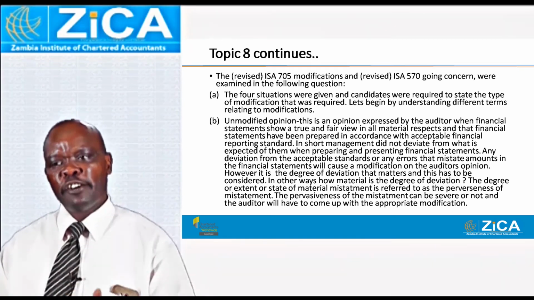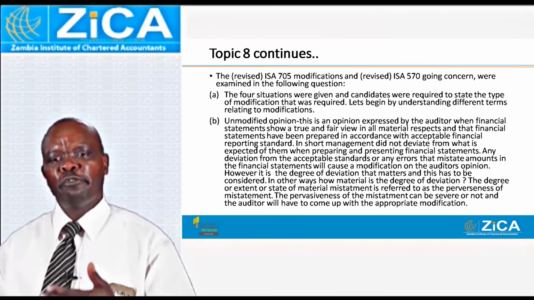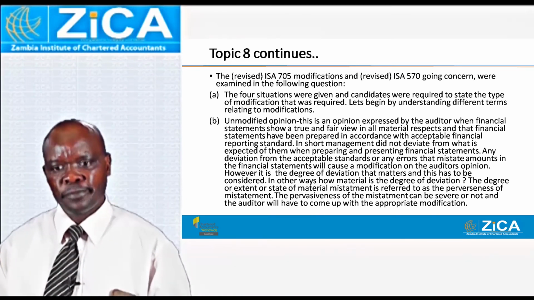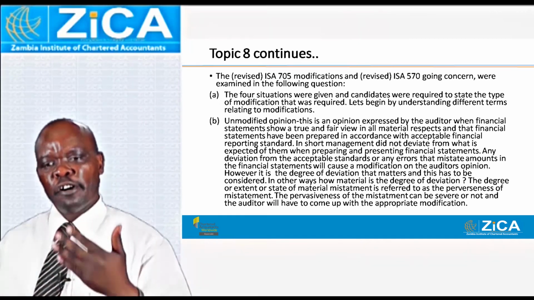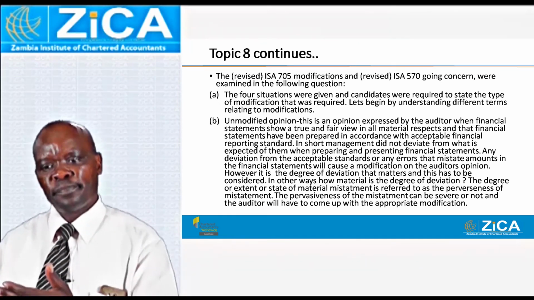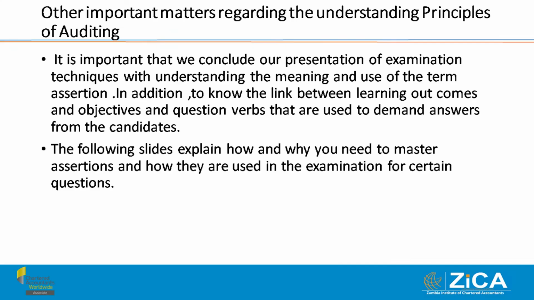So again, you should know what kind of opinions there are in auditing reporting, and when we use these opinions. The common mistake is where you find a student who gives a wrong opinion for a misstatement, or they have the correct misstatement, but then they give the wrong opinion. I would also look at other important parts in understanding the principles of auditing, because you can only do better if you understand certain aspects that will make you answer the questions well.